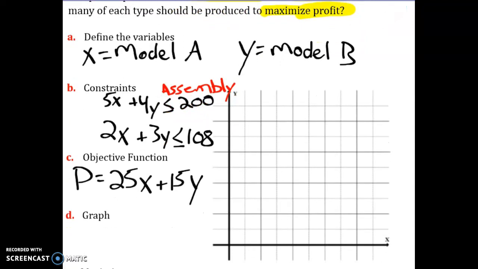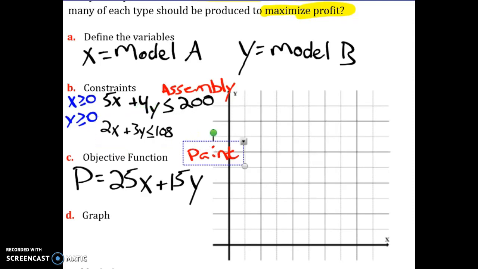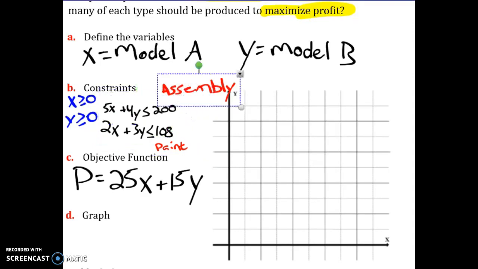Now there are some other equations that they don't explicitly state, but we can include them here. These are the ones that are almost so obvious you don't even think about them. That's x is greater than or equal to 0, and y is greater than or equal to 0. In this scenario, it's not going to make any sense to have negative bikes being painted or negative bikes being assembled. So we can put that stipulation in as additional parameters. All right, let me shrink these down just so they get out of the way a bit. Now it's time to graph.